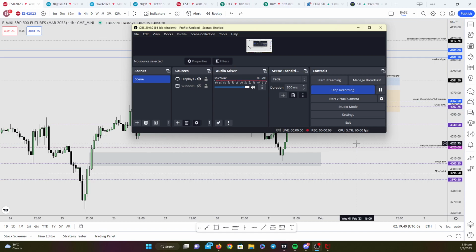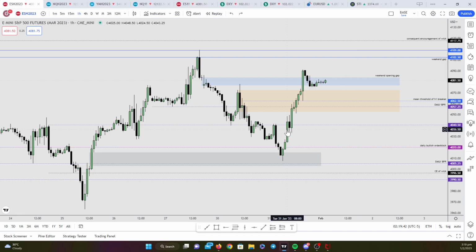Alright, so welcome back. As mentioned in the previous video, I would like to see the price trading from this level into this 1 hour fair value gap that I was interested in. I was looking for reasons to long because over here we have the daily bullish order block and the balance price range as well. So it was bullish levels. So as expected, the price traded back up into the weekend opening gap, right? The open that started this week.